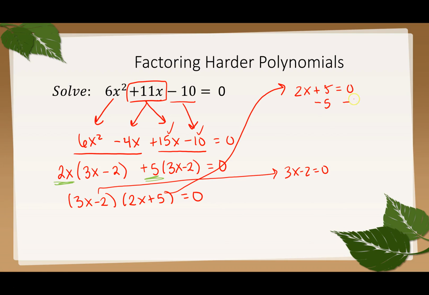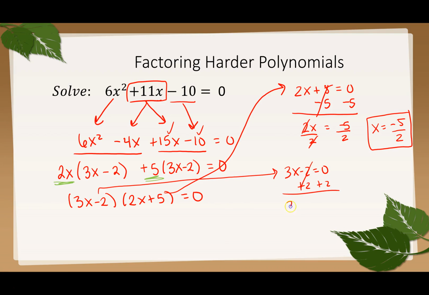Subtract 5. 2x equals negative 5. Divide by 2. 2's cancel, and I'm left with x equals a negative 5 over 2, which I'd like you to leave as a fraction, please. Same thing here, add 2 to both sides, 2's cancel, 3x equals a positive 2, divide by 3, and I get x equals 2/3.